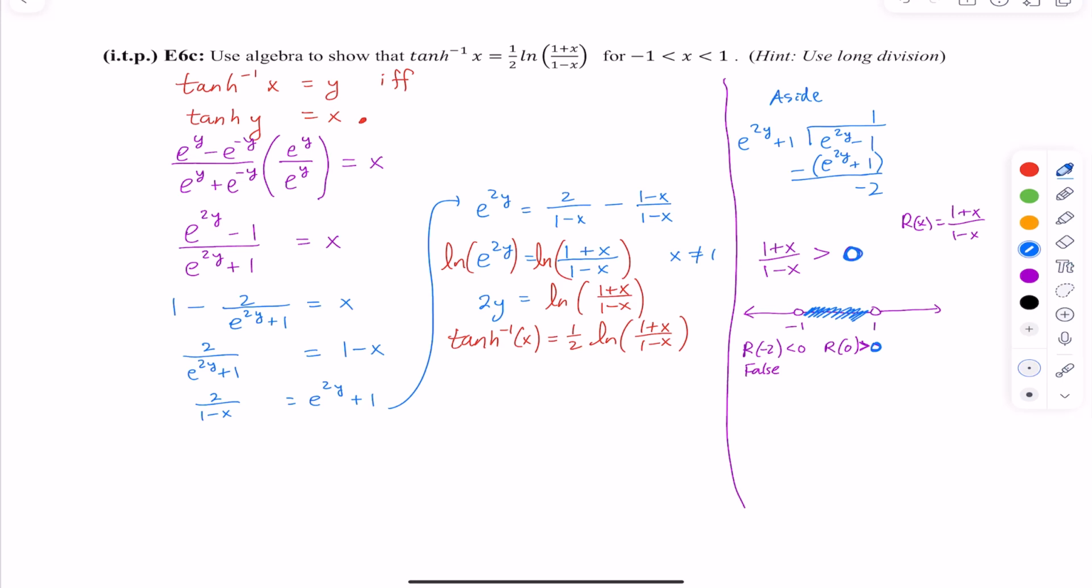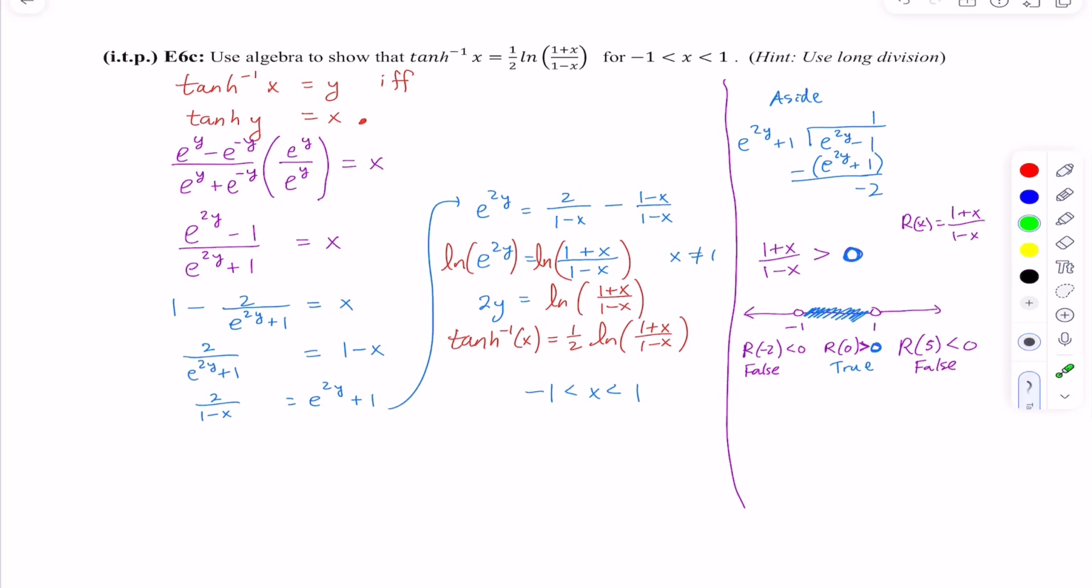And let's test r of 5. If you test r of 5, we get a negative value. Once again, that is false. So we're just using algebra and realize that, oh, the domain must be what? The domain must be between -1 and 1, and that is the end of all the algebra here.